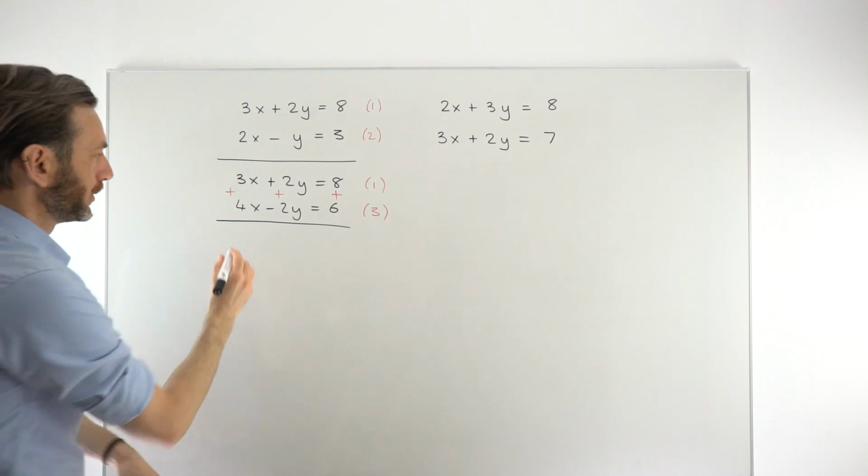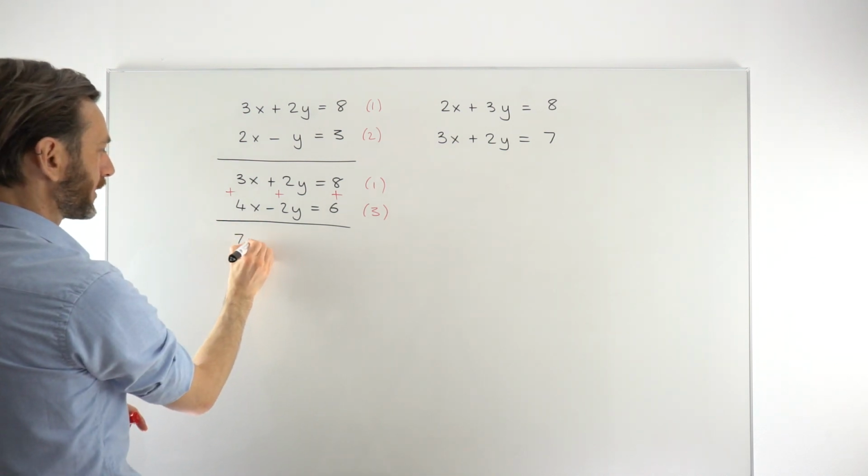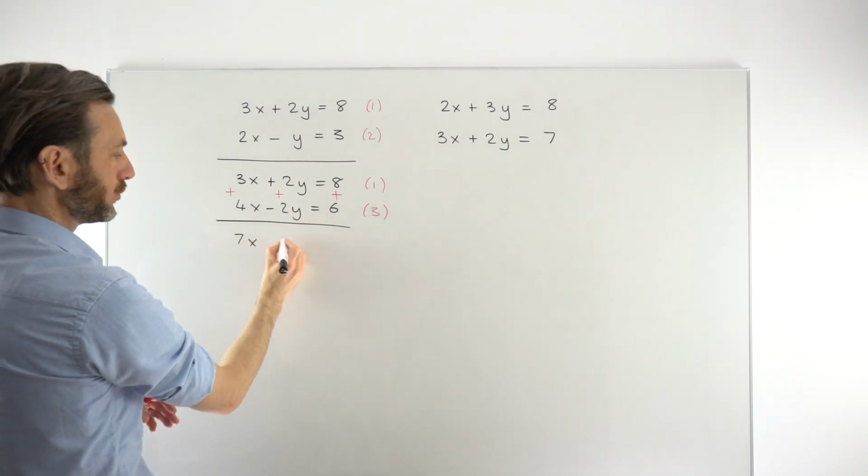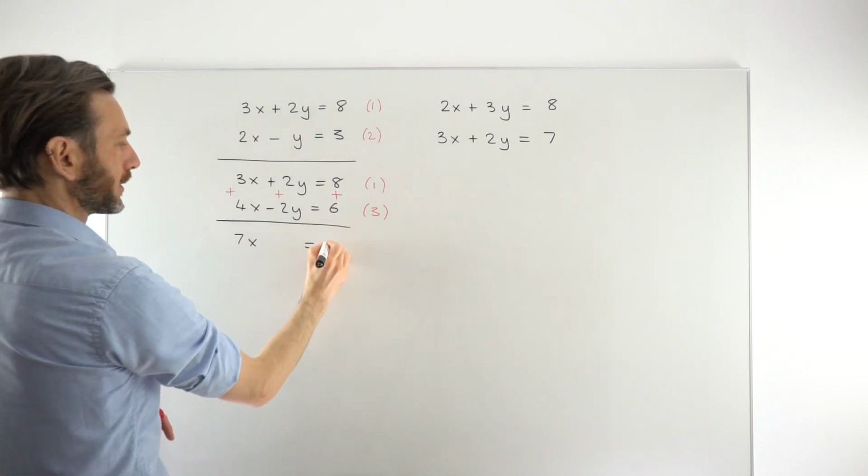Okay, so 3x plus 4x gives us 7x. These guys eliminate to 0. There's no real need to put in the 0. 8 plus 6 gives us 14.